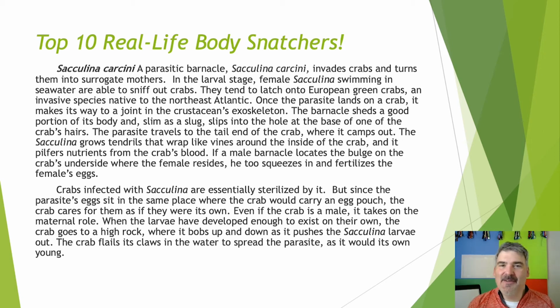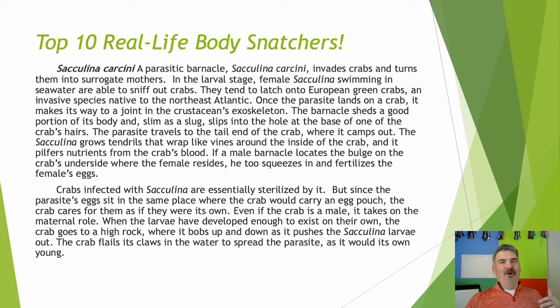But let's see what the barnacle has in mind. The Sacculina, or parasitic barnacle, grows tendrils that wrap like vines around the inside of the crab, and it pilfers, or steals, nutrients from the crab's blood. If a male barnacle locates the bulge on the crab's underside where the female resides, he too squeezes in and fertilizes the female's eggs. Okay, that just got a whole lot grosser.